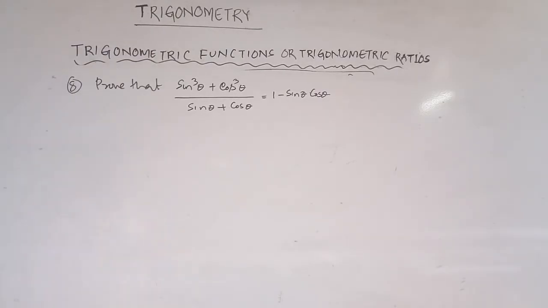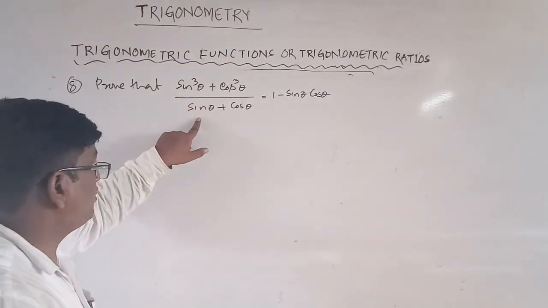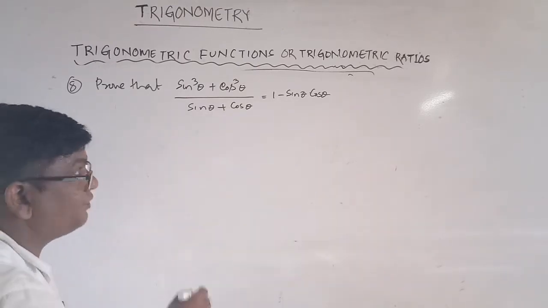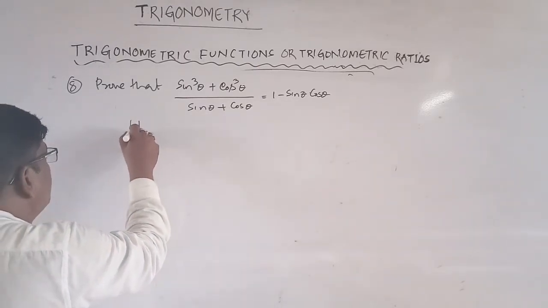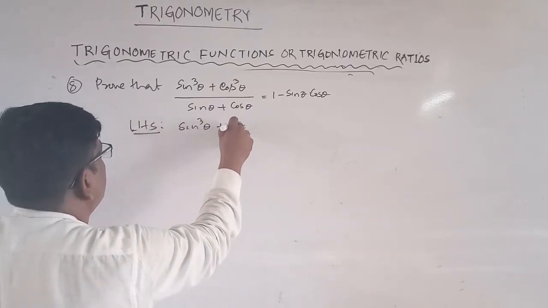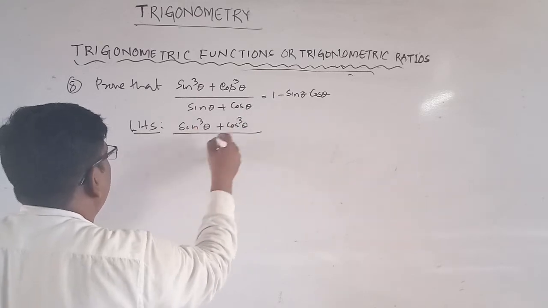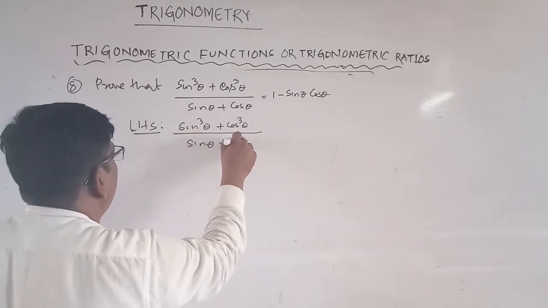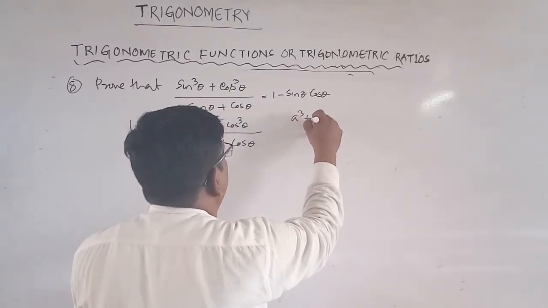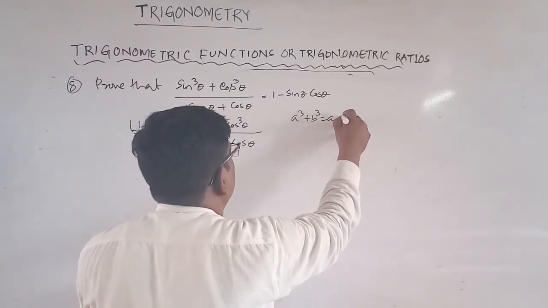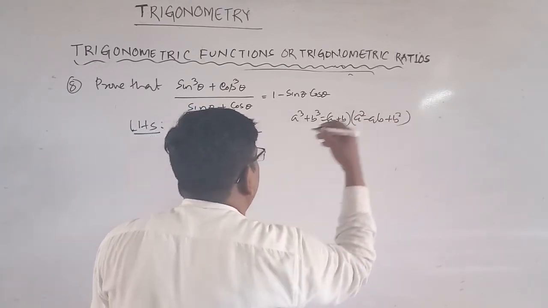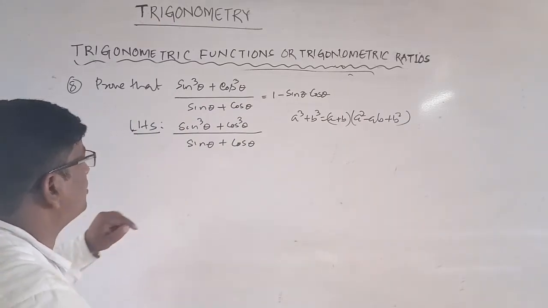Now the question is prove that sin cube theta plus cos cube theta divided by sin theta plus cos theta is equal to 1 minus sin theta into cos theta. So left hand side, sin cube theta plus cos cube theta divided by sin theta plus cos theta. Now the formula is a cube plus b cube is equal to a plus b into a square minus ab plus b square. Apply this same formula. Sin theta plus cos theta will cancel.